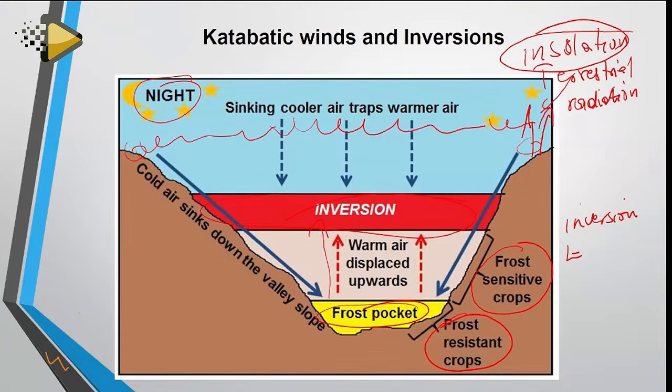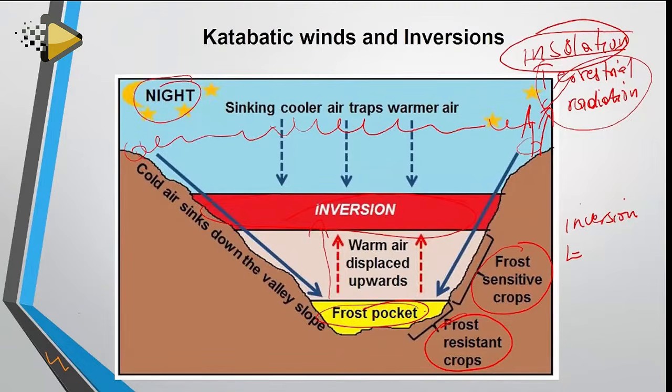Both processes take place during the day, but during the night, one process stops, which is insolation, and we continue with one process, terrestrial radiation. And therefore, the surface loses heat because terrestrial radiation is the radiation by the Earth's surface, or is the loss of heat by the Earth's surface. So as that happens, cold air subsides to the bottom of the valley. It accumulates, temperatures drop below freezing point, and as temperatures drop below freezing point, frost pockets will develop.